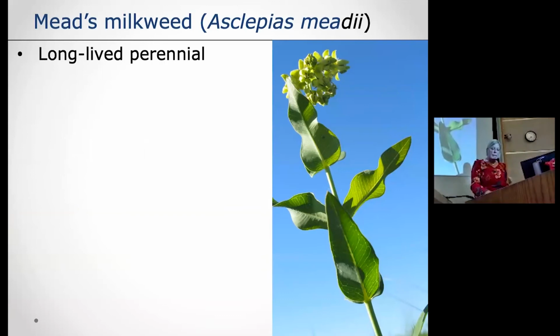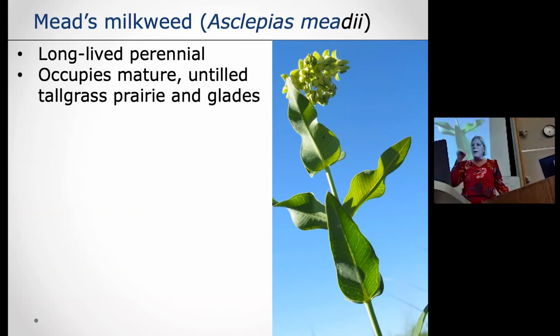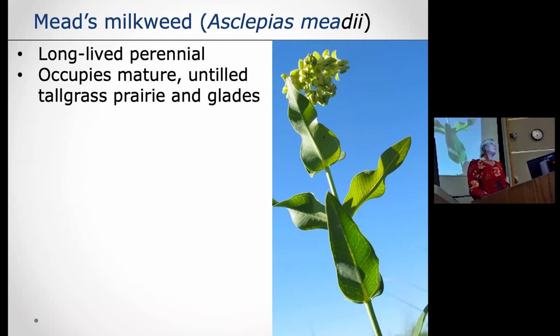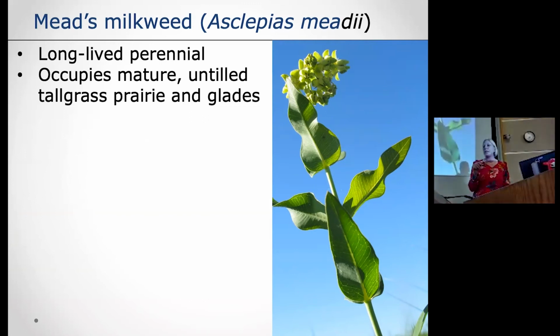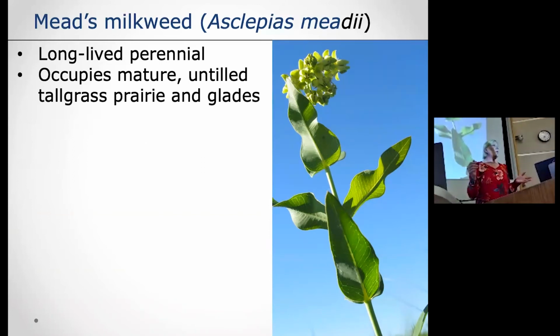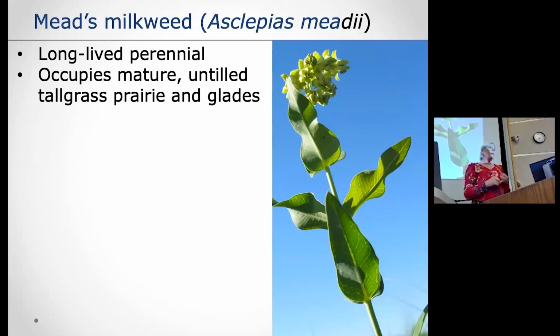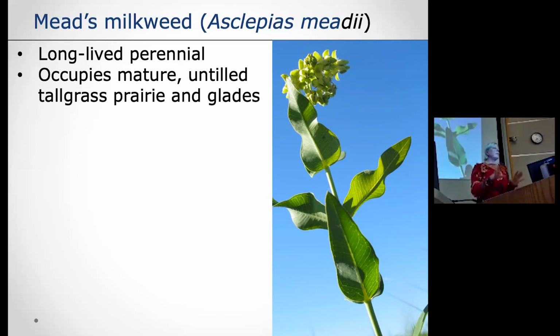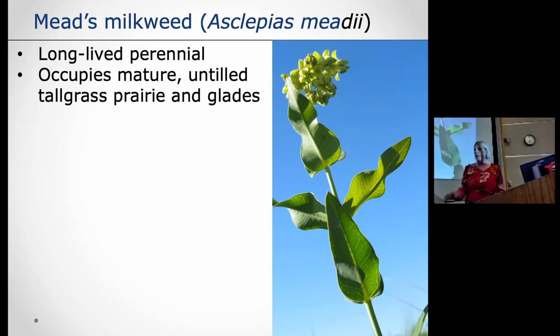So Asclepias meadii. This is a long-lived perennial species, and it's generally found only in mature tallgrass prairie and glades. And actually, there's only a specific glade that it's found in, the rhyolite glades in southern Missouri, near the St. Francis Mountains. In terms of the forms of rarity, this has a relatively large geographic distribution, but has very high habitat specificity, and it has very small population sizes. So it has many of the different forms of rarity.